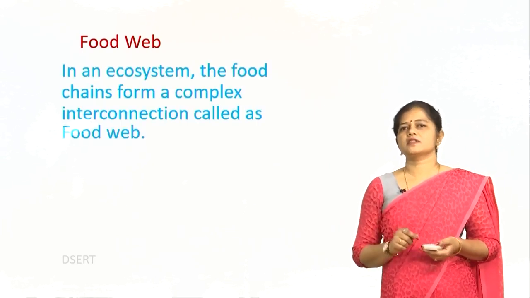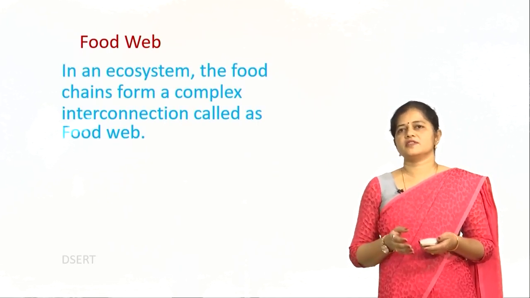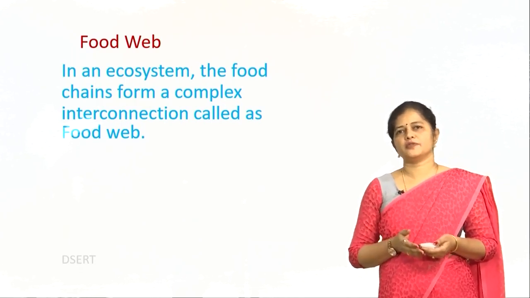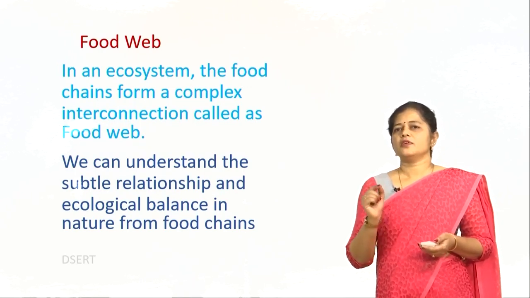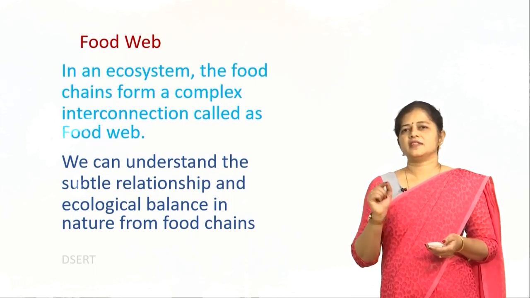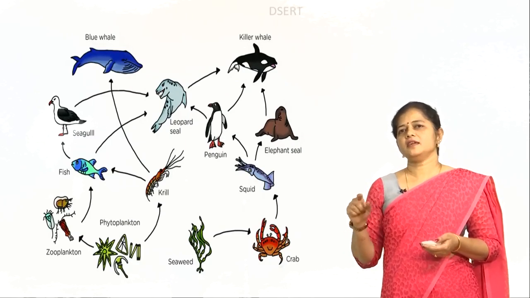Let us discuss another concept called the food web. A food web is mainly an interrelated set of food chains. There are many food chains which are interrelated in an ecosystem. One organism is eaten by many other organisms, and each of them is interrelated. In an ecosystem, the food chains form a complex interconnection with each other, which is called the food web. We can understand this subtle relationship of the ecological balance in nature from these food chains and food webs.